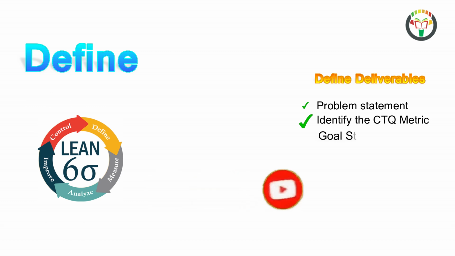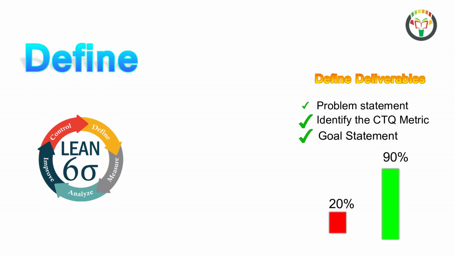Then we need to get into an agreement with the project sponsor on the goal statement, as to what is the expectation that the sponsor has. If today 80% of the customers are not happy, a goal statement of getting a customer satisfaction score of 90% in 3 months might be unrealistic.